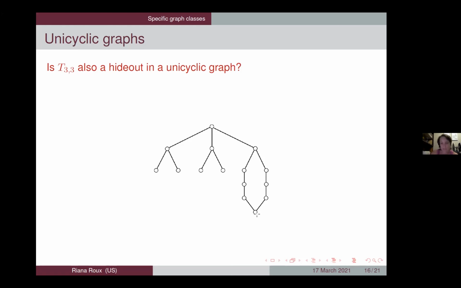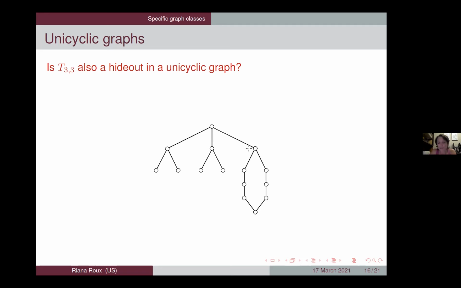And the reason for that is just that the cop can chase the robber into the cycle and then he can catch him. And that we can probe from the bottom here and make it easier to catch it. So it's a neatly written out way of doing this, but it's too long for tonight. The important thing is, in a unicyclic graph, a robber can't always hide on T33.